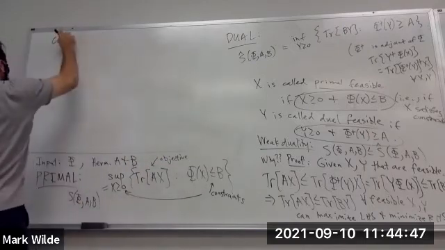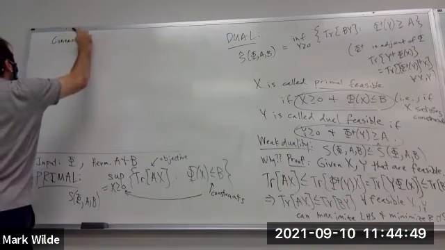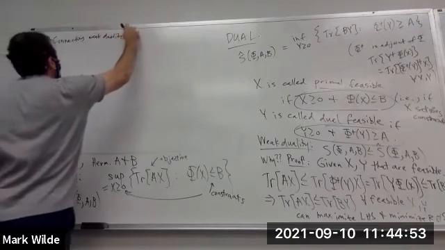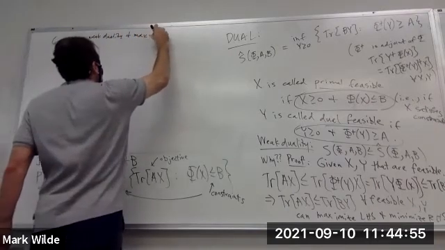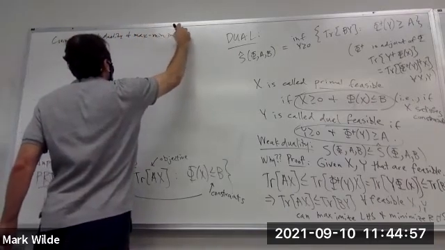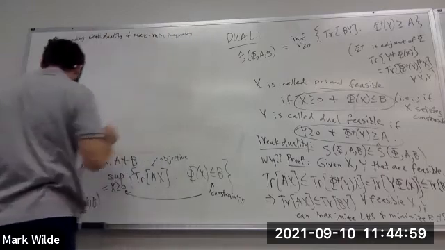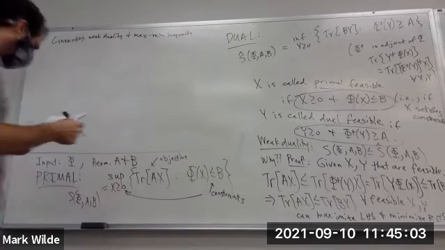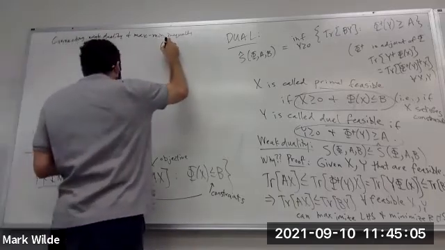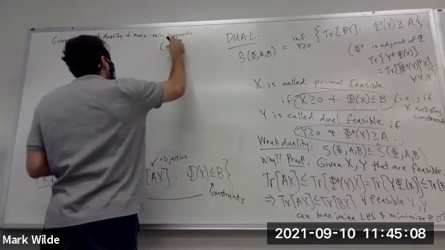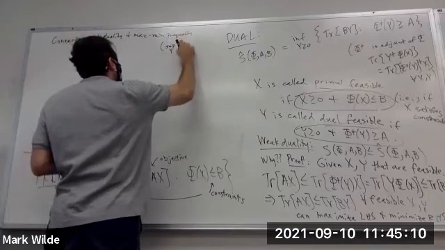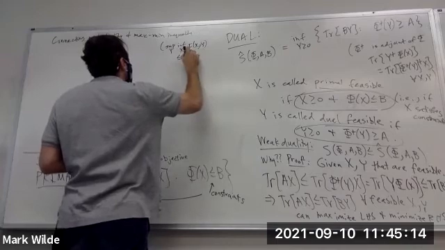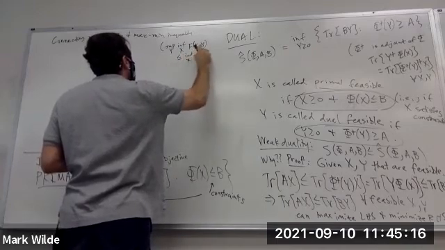Connection between, connecting weak duality and the max min inequality. So just to remind you, the max min inequality is this thing that we wrote: sup over y of inf over x of f(x,y) is less than or equal to inf over x of sup over y.